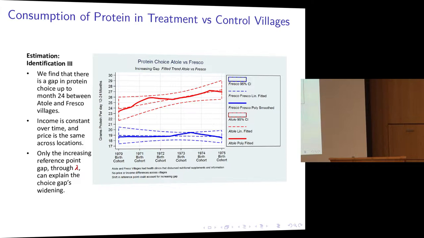This includes, for the treatment villages, not only the protein that they consumed in the health community center, but also at home, and this is why the recall is so important. Okay, so the control group, we don't see any trend on this. The treatment group, we actually see this upward trend in protein choice.